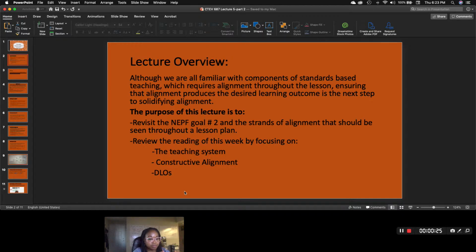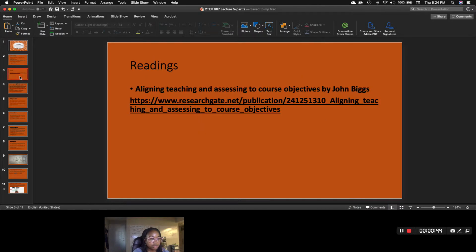We'll look briefly into constructive alignment because the idea is that you're doing the reading or you've done the reading, and then we'll look at desired learning outcomes, or some people call them intended learning outcomes, and then we'll go from there. So this should be a fairly quick lecture because I know a lot of you are working really hard on your midterm projects.